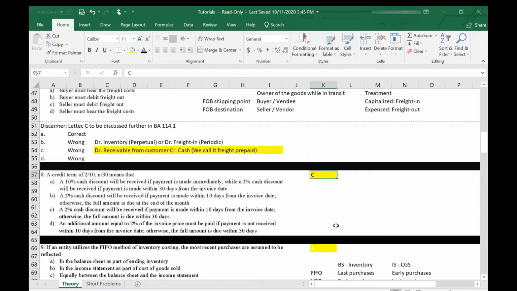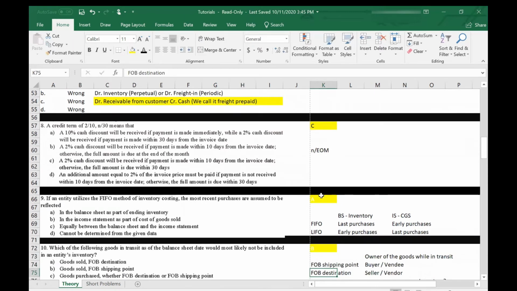Baka nagmamadali ka, no? Nakahanap ka ng 2% cash discount sa letter B, B na yung isagot mo. But it's wrong. Why is B wrong? Because it says here, otherwise, the full amount is due at the end of the month. It's wrong, no? Because if it's at the end of the month, it should have been N/EOM, right? Hindi naman lahat ng month, because it's N30, no? 30 days, not end of the month. So the answer for this is letter C.